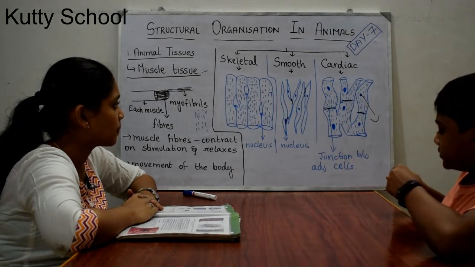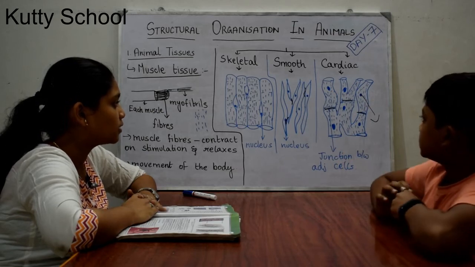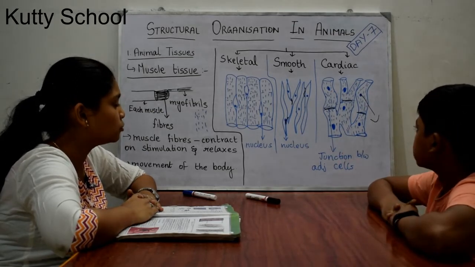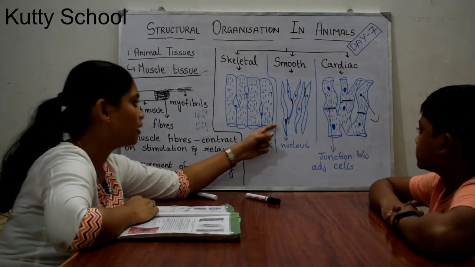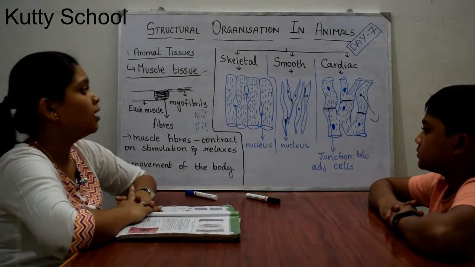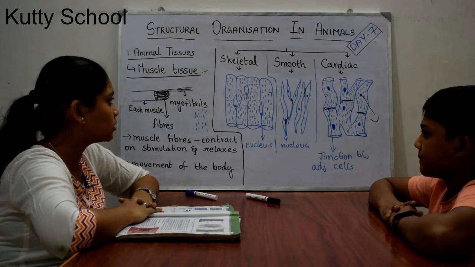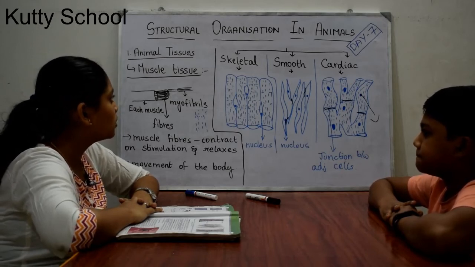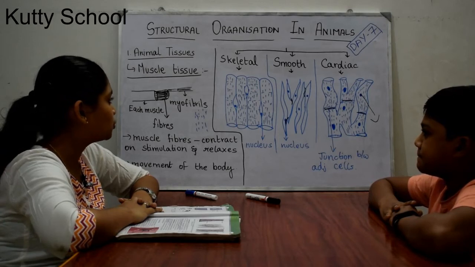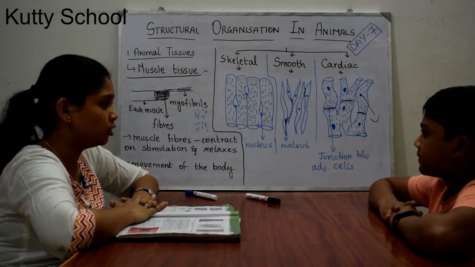Okay. So cardiac muscles are striated and involuntary. Smooth muscles are unstriated, so they do not have striations, and these smooth muscles are involuntary. Okay, so these are the structures. So now we have discussed muscle tissue. Next we are going to discuss neural tissue.